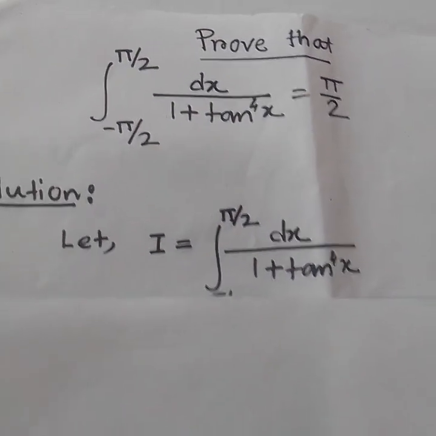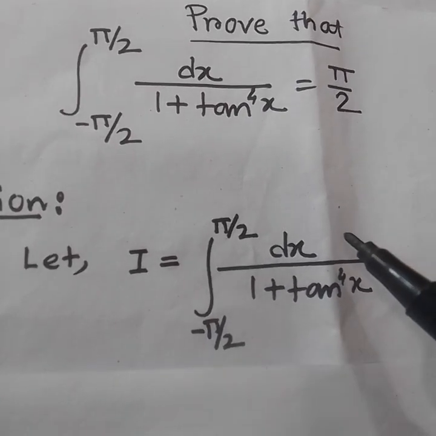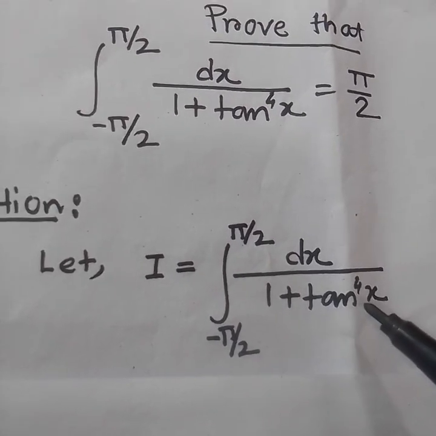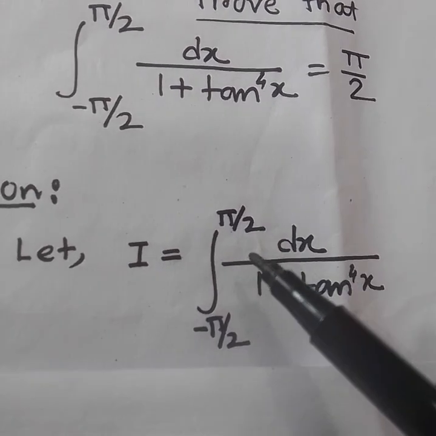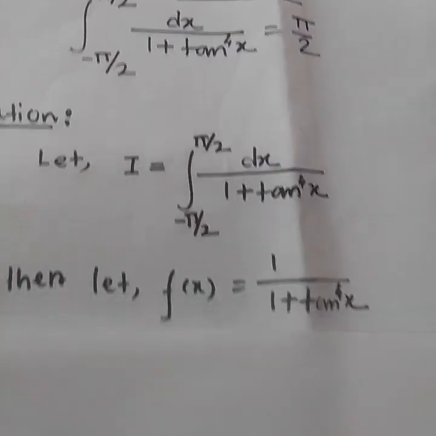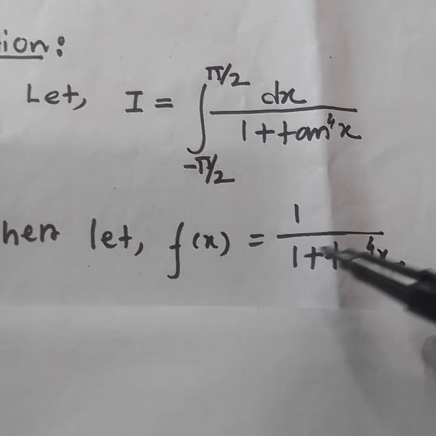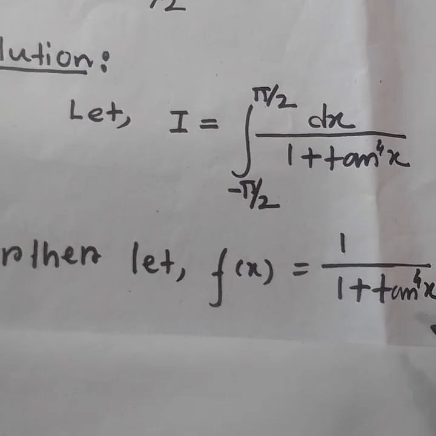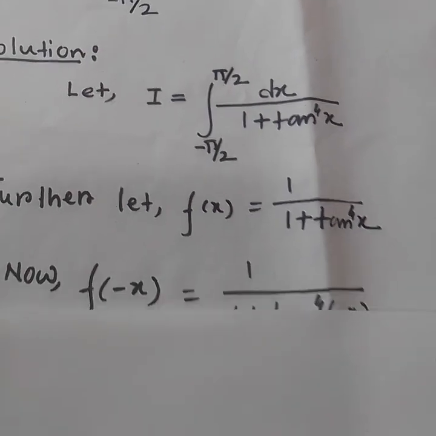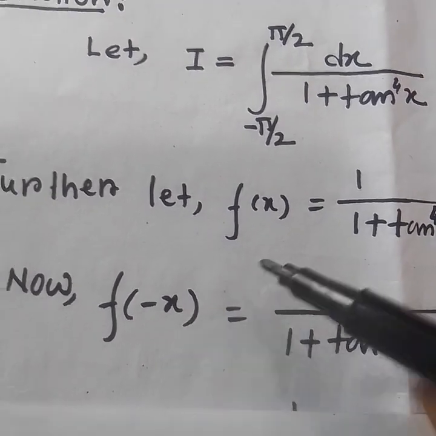So let I equal the total integral from minus pi by 2 to plus pi by 2 of dx upon 1 plus 10 to the power 4x, and now we'll take this function 1 upon 1 plus 10 to the power 4x as f(x). Now we will check whether this function is an even function or an odd function of x. So you replace x by minus x on both sides.